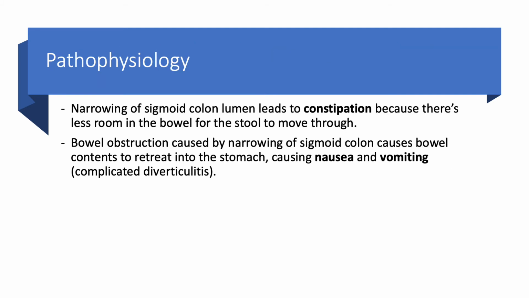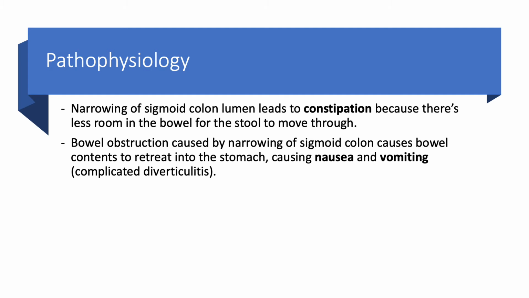Now we're going to be going over the pathophysiology of diverticulitis. So oftentimes what happens in patients that have this disorder is that there's a narrowing of their sigmoid colon lumen, and this leads to constipation because there's less room in the bowel for the stool to move through. This may sound unclear right now, but it's illustrated further in the next slide.